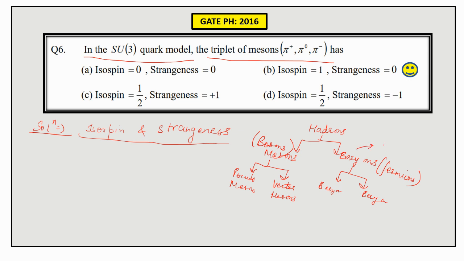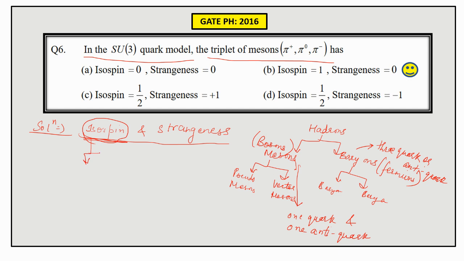Now, baryons are made up of three quarks, either three quarks or antiquarks. But mesons are made up of one quark and one antiquark. So now they are asking to find out the isospin of these mesons. You need to know how to tackle this, how to deal with this question.